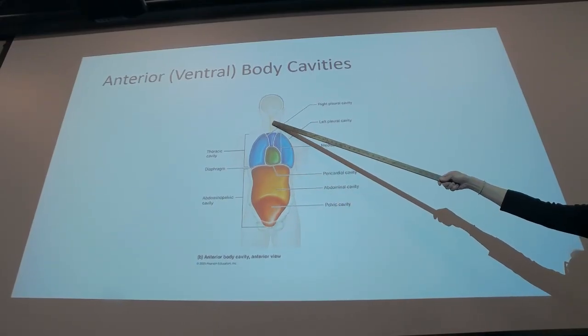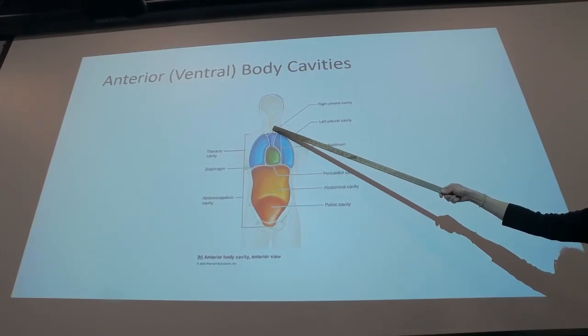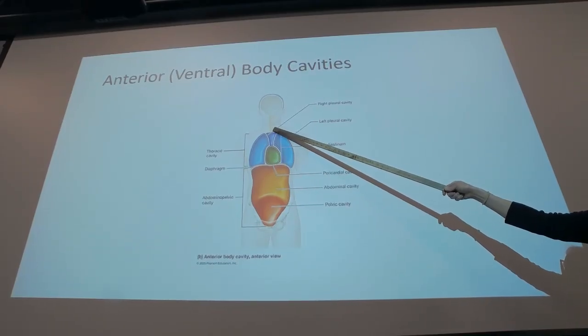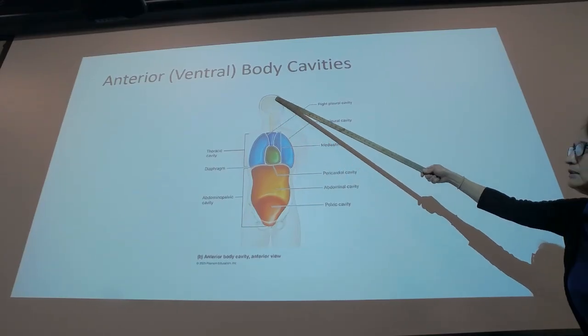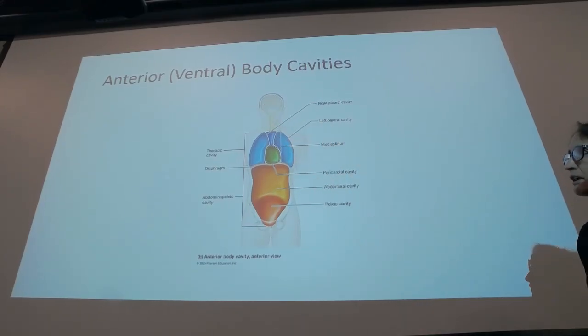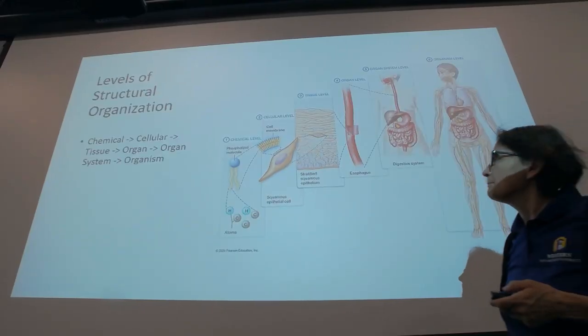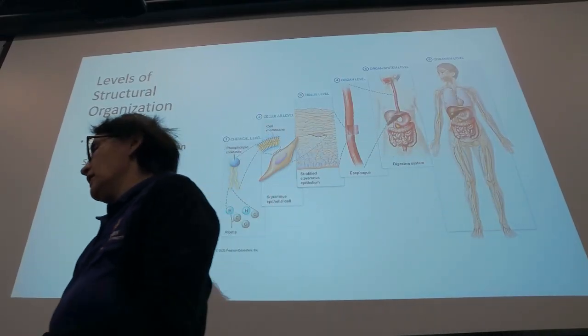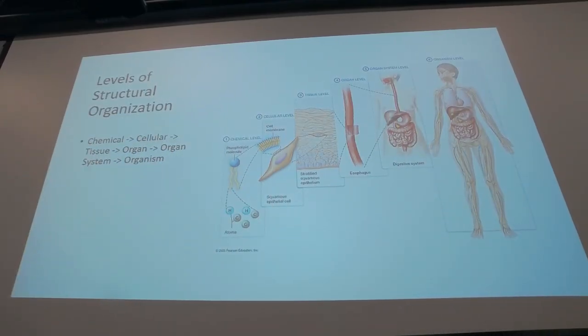And then what cavity is this one? This, in yellow color. Vertebral. And this one? The cranial. Good. Okay, so those were body cavities.